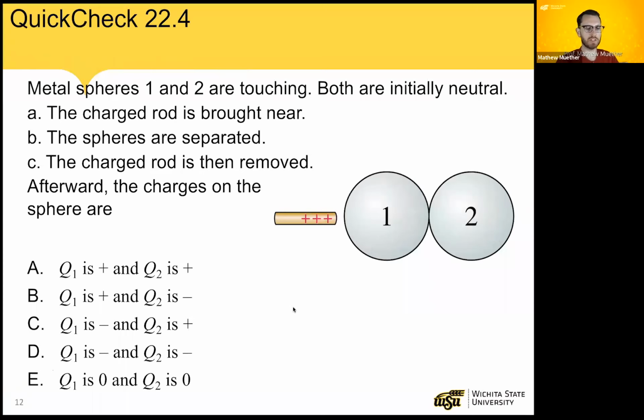What if I change the order? What if I bring the rod nearby, then I separate the 2 objects, and then I remove the charge rod? What will the charge look like on the 2 spheres? Go ahead and provide your answer.